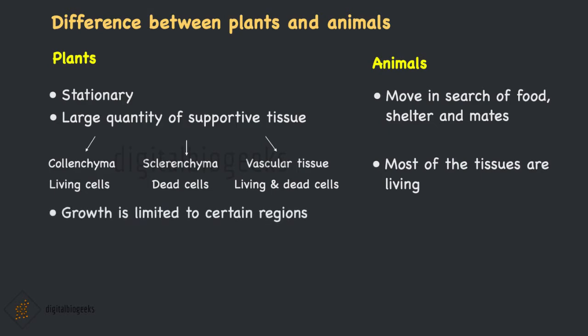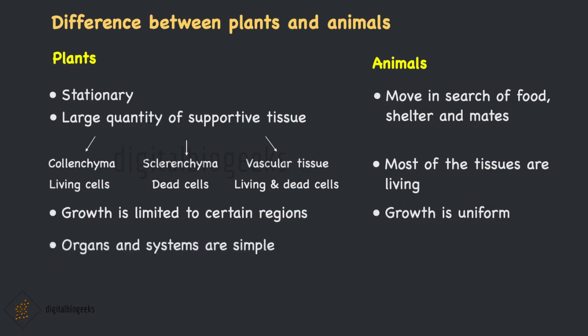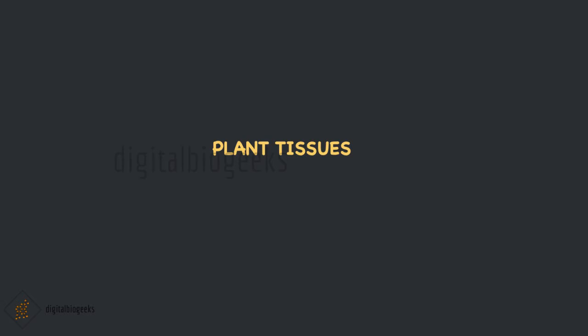The growth in plants is limited to certain regions. That means only certain regions of the plants grow. But in animals, the growth is uniform. The organs and systems are simple in plants. The organs and organ systems are more complex in animals compared to plants as the functions are different. Now let's talk about tissues which help to carry out different functions in plants and animals. Let's get started with plants.